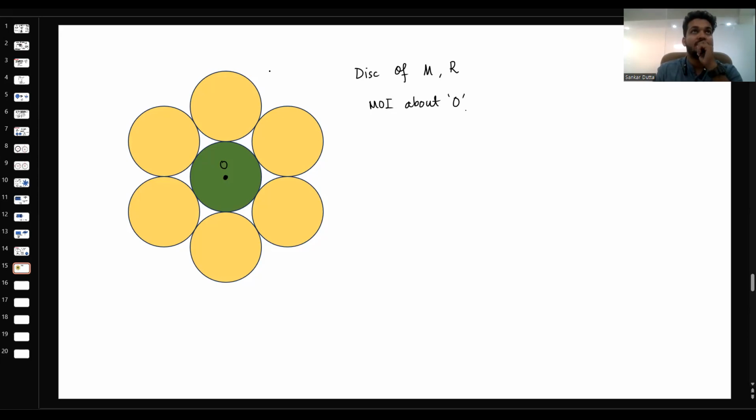Okay, so let me explain. For the green disk at the center, which is of mass m and radius r, what will be the moment of inertia? Let's call this 1. It will be mr square by 2. For 1, the moment of inertia is essentially mr square by 2.